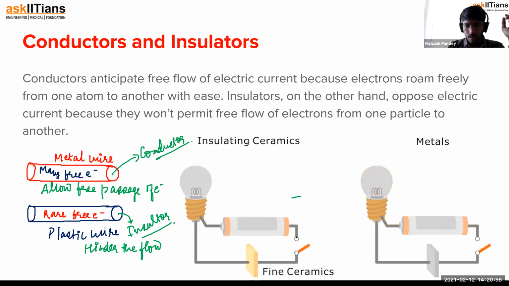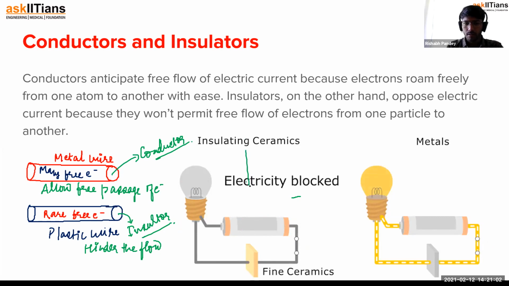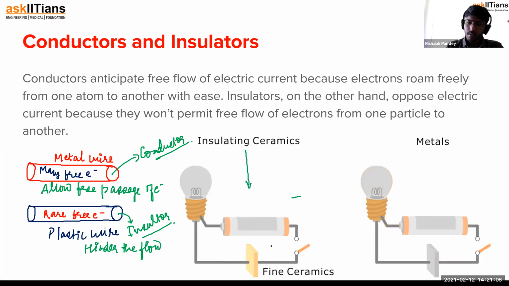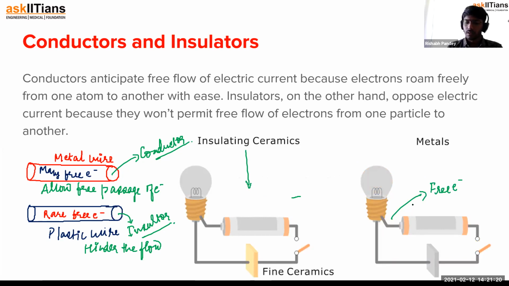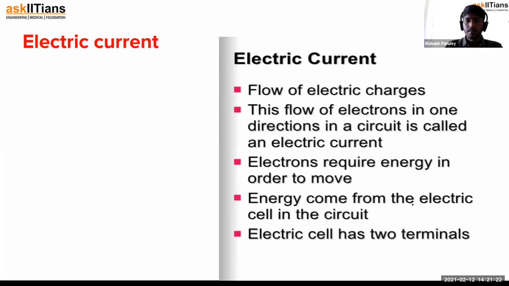As you can see over here, in this case it's not a wire, I mean it's an insulating ceramic. Here we have insulating ceramics. There are no free electrons, and since they don't have any free electrons, there is no charge carrier in this case. But whereas here, these are free electrons, and that's why they allow the passage of electrons easily, right?